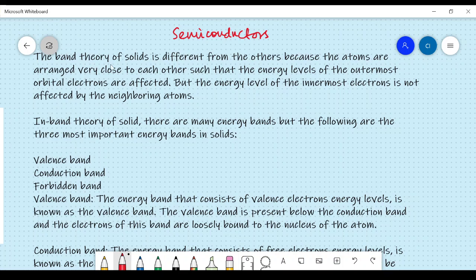And here it says the band theory of solids is different from others because the atoms are arranged very close to each other, such that the energy levels of the outermost orbital electrons are affected.